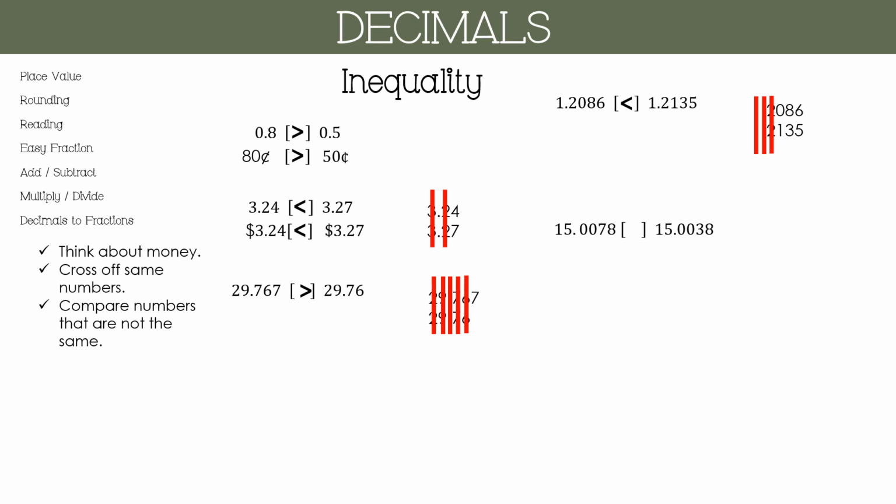Try this one. Pause the video, then press play to check. All right, let's see how you did. Did you get 15.0078 is larger than 15.0038? Well, let's check it. Once again, I wrote the numbers on top of each other, and I'm going to start canceling things. I'm going to keep going until, hey, they're not the same. Now I have to compare the 3 and the 7. Which is bigger, the 7 or the 3? Well, the 7. So that's why 15.0078 is larger.